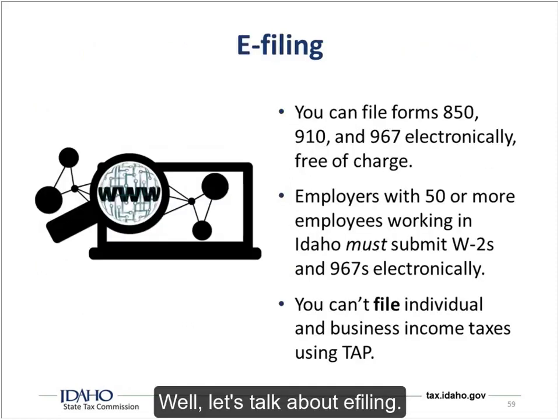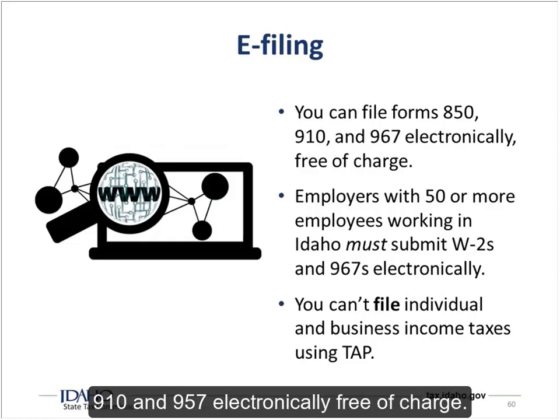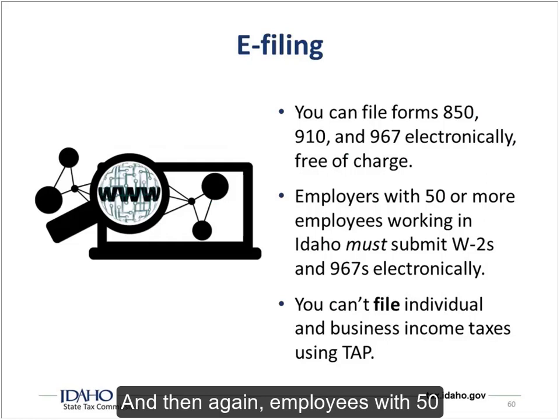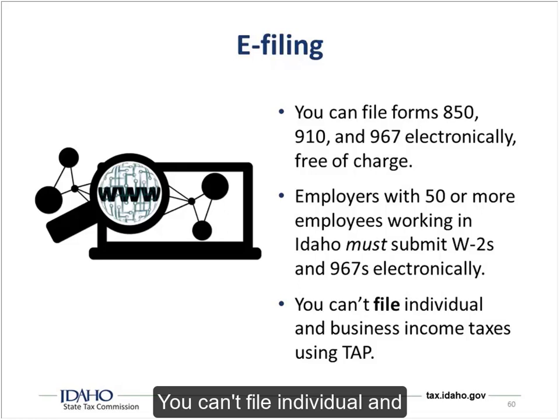Well, let's talk about e-filing. You can file Forms 850, 910, and 967 electronically, free of charge. And then again, employers with 50 or more employees working in Idaho have to submit W-2s and 967s electronically. You can't file individual and business income taxes using TAP. We can do a lot of stuff in TAP. You can't do that.